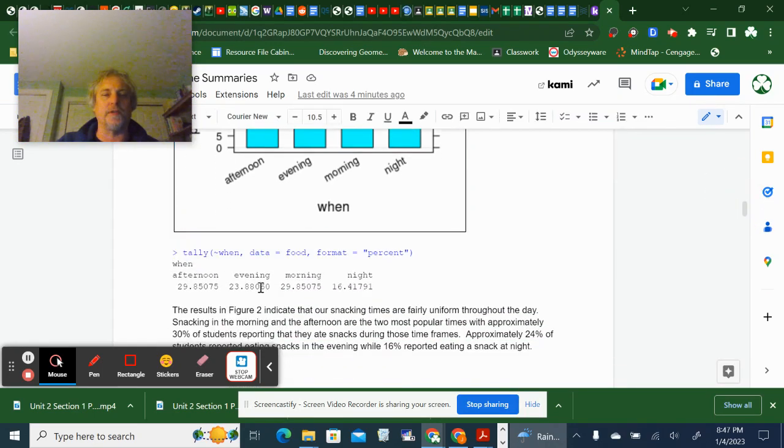You can see I ran a tally function here and gave the percentages of all the times that snacks were consumed. I wrote up that the most popular times are morning and afternoon with almost 30%. The third highest was the evening at almost 24%. The least represented, even though I still think there's a good number here, is nighttime at 16 to 17%. So I feel like we're at least getting all the categories represented, and grouping them by times of day makes sense.